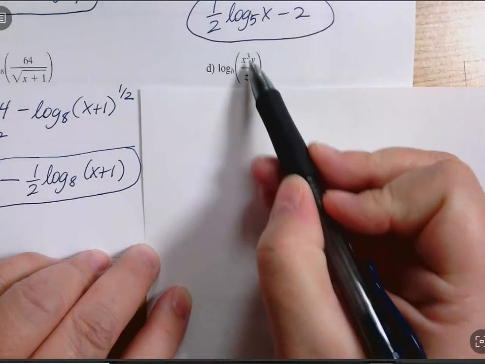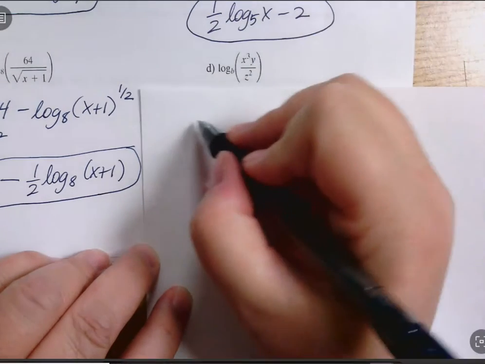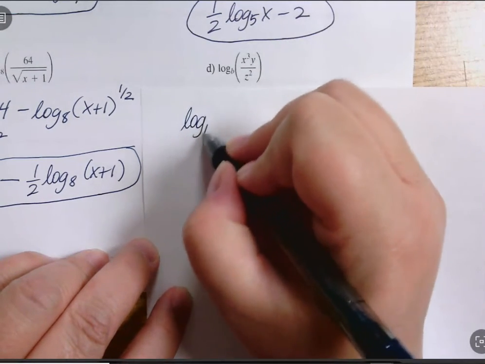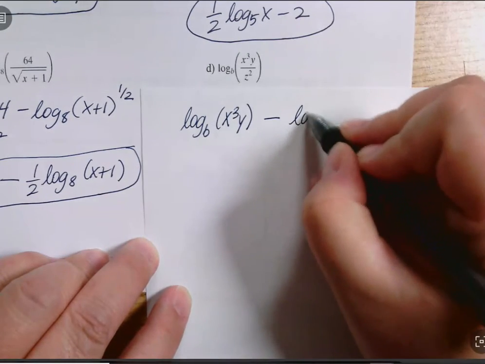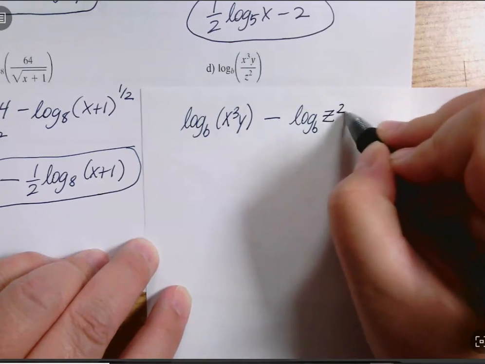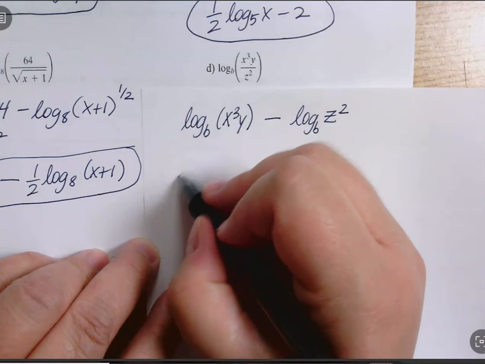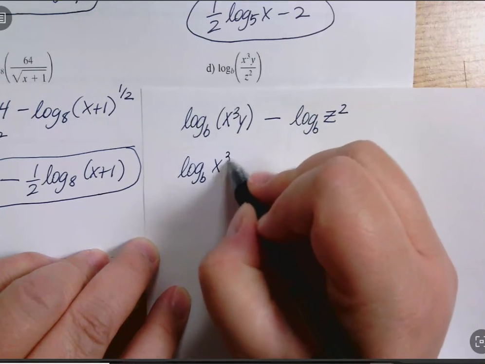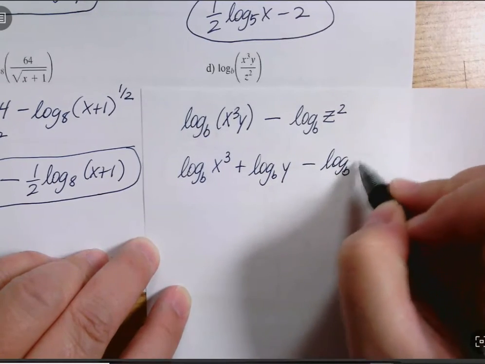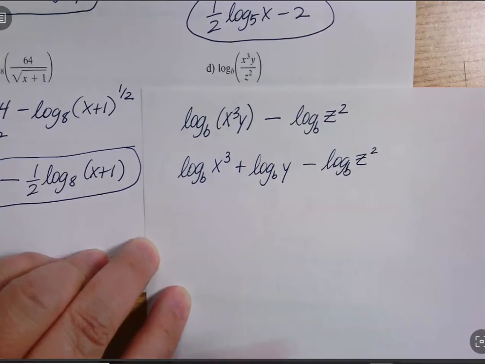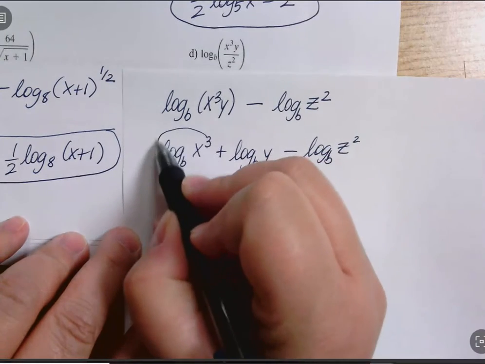First, I need to get rid of this division before I can address what's going on in just the numerator with multiplication. So I'm going to do the quotient rule first. Division turns to subtraction with separate logs. Then I'm going to take care of this multiplication. So multiplication turns to addition with separate logs. And then the exponents are going to come last.